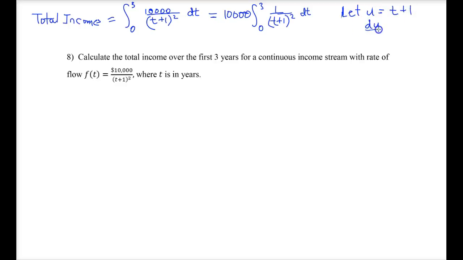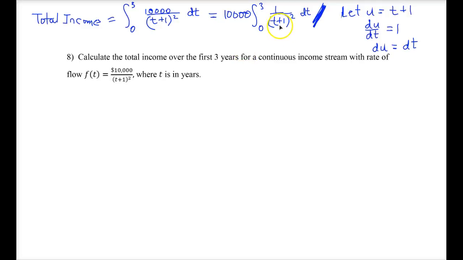So that means du over dt is just going to be 1, because the derivative of t is just 1 and the derivative of 1 is just 0. And so from that we multiply both sides by dt and we get du is equal to dt. Okay. Now, in addition to that, we also have limits of integration here.